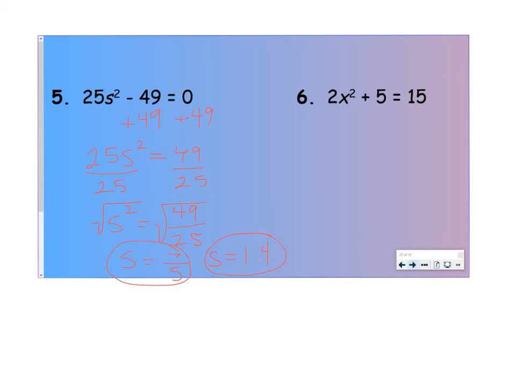Number 6, we're going to start by minusing 5. 2x squared is equal to 10. We're going to divide by 2 on both sides. That gives me x squared is equal to 5. And then we're going to take the square root of both sides. X is equal to root 5. Or if you want to turn this into a decimal, square root 5 is about 2.24.